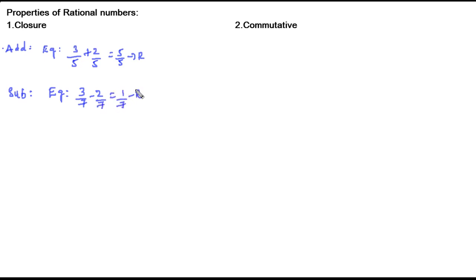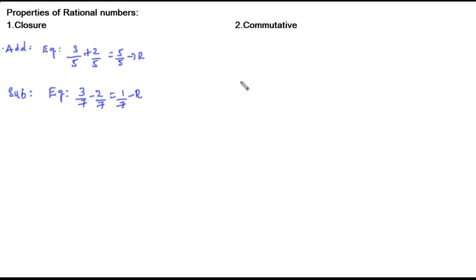First one, addition. Let's consider two rational numbers. For example, 3 by 5 plus 2 by 5. The resulting number is 5 by 5, which is a rational number. So we can say that addition satisfies closure property. Let's look into subtraction. One example, 3 by 7 minus 2 by 7. The resulting number 1 by 7, this is also a rational number. So we can say that closure property is satisfied with respect to subtraction.